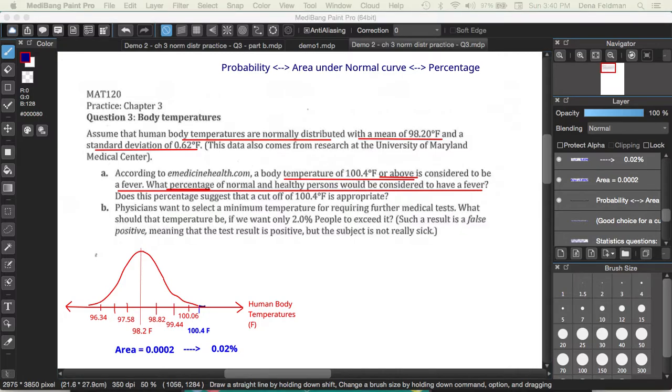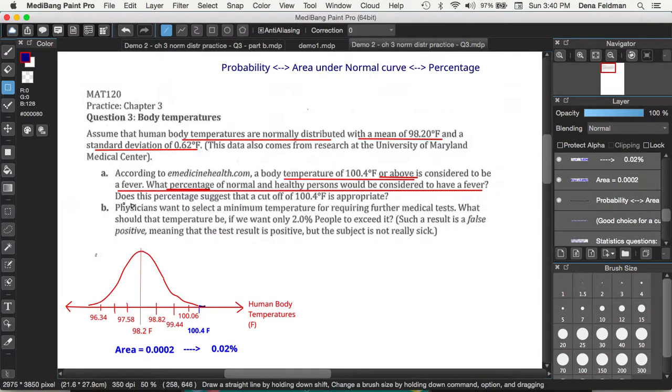And now we get to the heart of the problem, which is asking us: does this percentage suggest that a cutoff of this temperature, 104, is appropriate? In other words, has eMedicine Health made a good choice for a cutoff? Is it too high? Is it too low? Well, this is, I suppose, where we have to think about it a bit more.